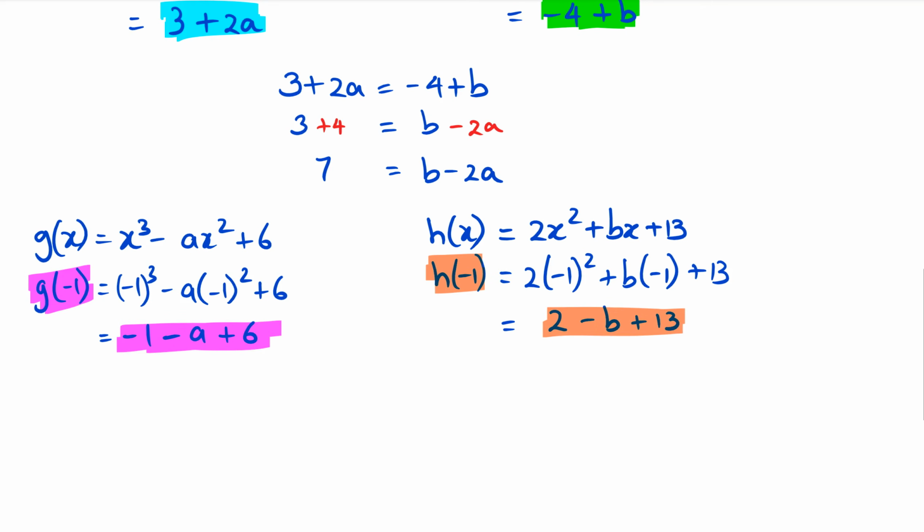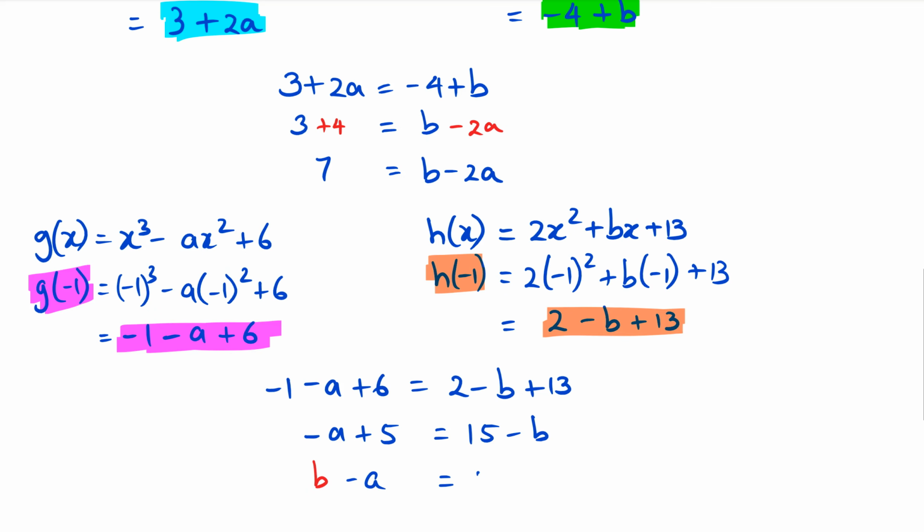And that's literally what we're going to do here. We're going to go negative 1 minus a plus 6 equals 2 minus b plus 13. And when we do this, we just need to rearrange everything so that we can actually figure it out. But we've got negative a plus 5 equals 15 minus b. I'm going to bring the b across to this side and 5 to the other side so that it becomes b minus a equals 15 minus 5. And so finally what I have is b minus a equals 10.